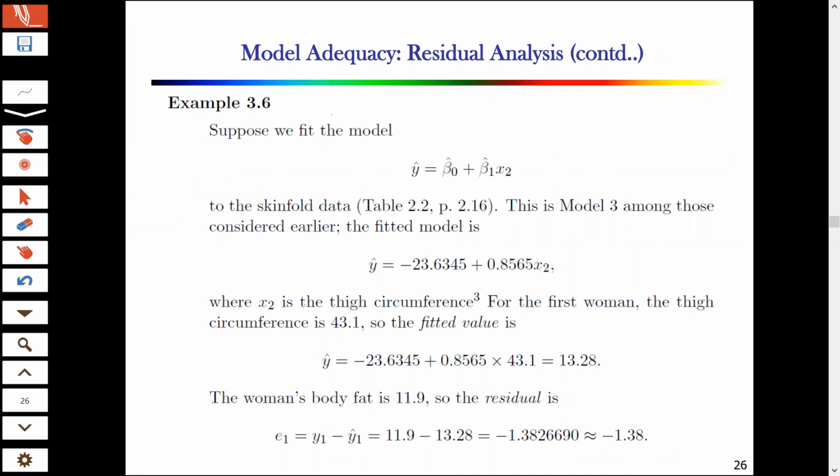We can easily calculate the residual. For example, in this particular case, since model 3, which includes only x2, is the best model, we would like to calculate the residuals. So you can fit the model to get y hat. For the first case, the observed value is 13.28 and the predicted value is 13.28, and for the first observation the residual is 1.38.